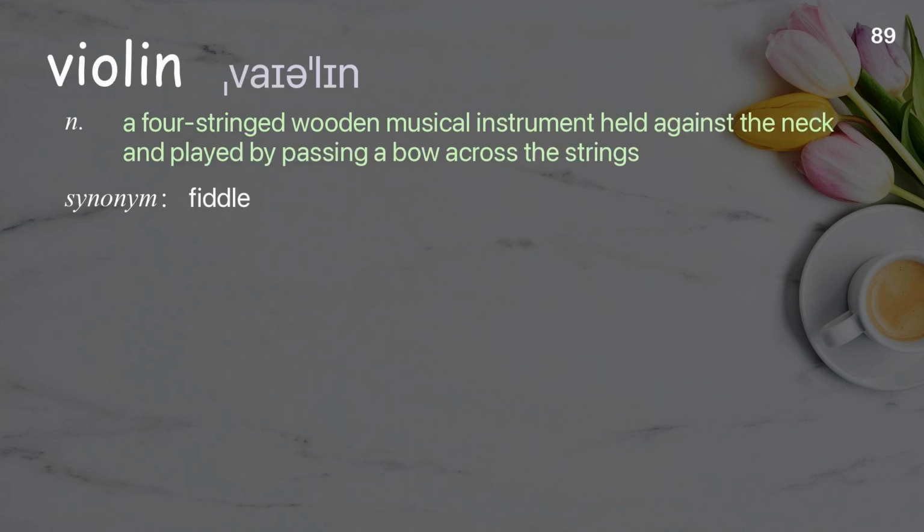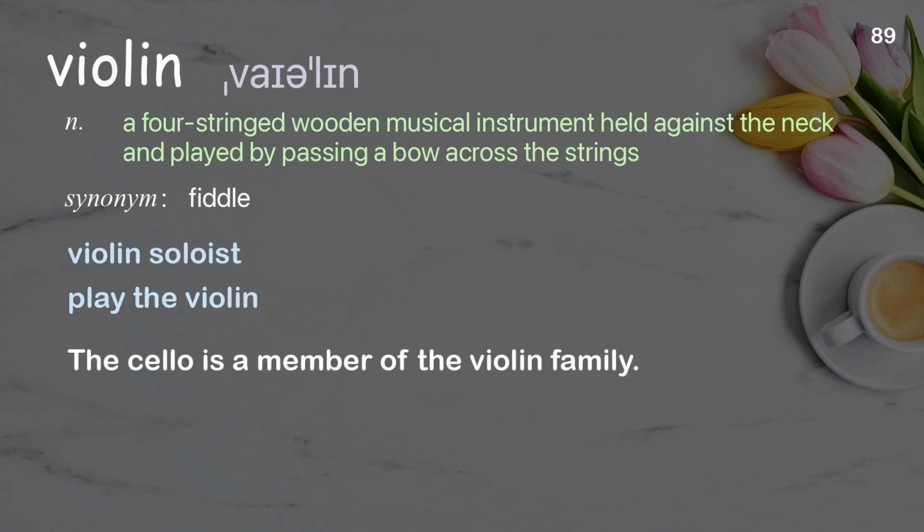Violin. A four-stringed wooden musical instrument held against the neck and played by passing a bow across the strings. Examples: Violin soloist. Play the violin. The cello is a member of the violin family.